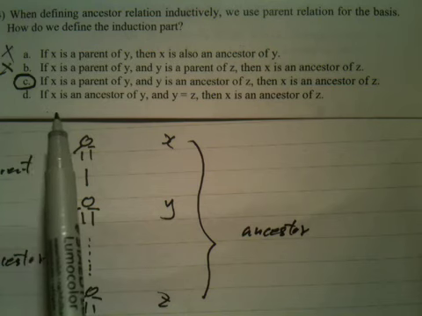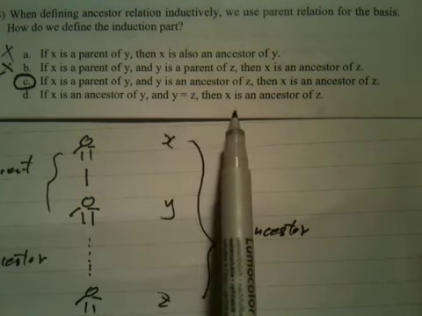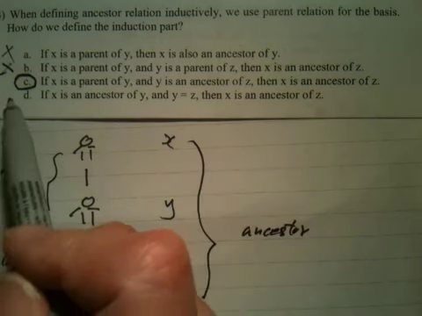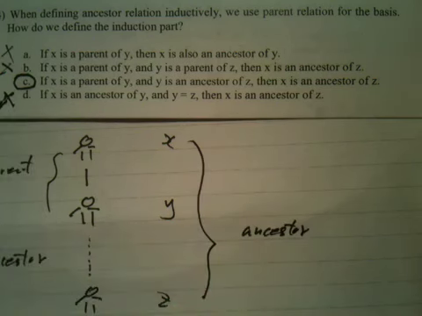The final one: X is an ancestor of Y and Y equals Z, then X is an ancestor of Y. No, that's not right. Please do remember the picture I have drawn here.